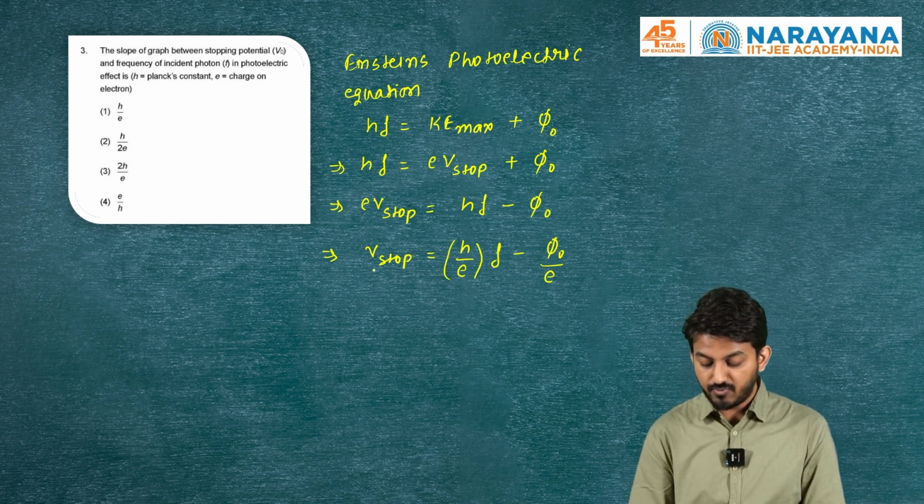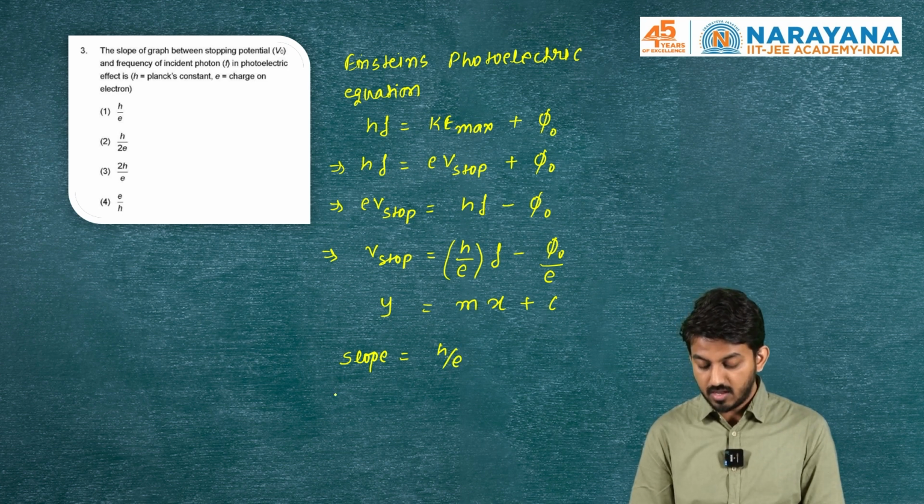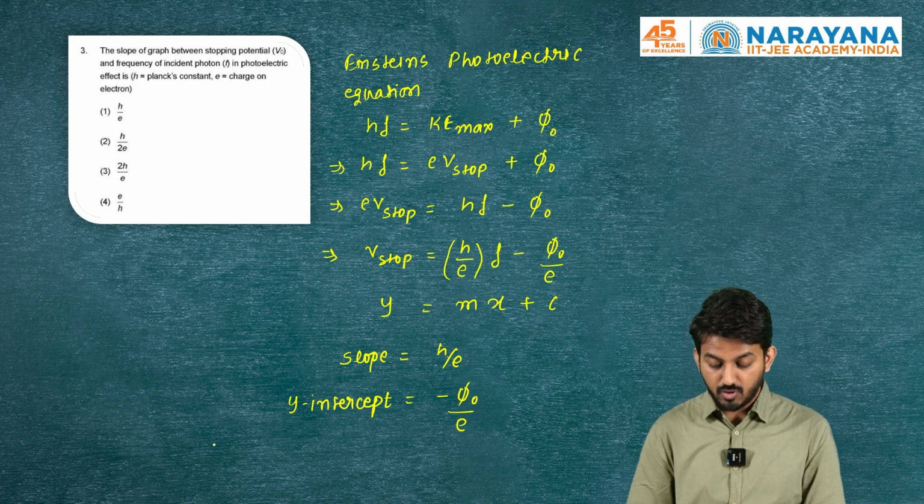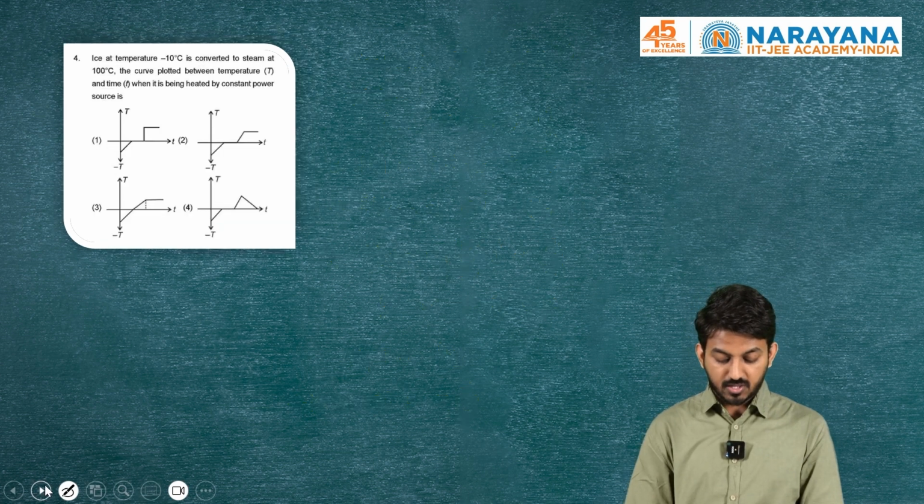If we look at this, we are trying to find out the graph. If you compare this equation with y is equal to mx plus c, you can see here the slope comes out to be h by e, and y-intercept comes out to be minus phi naught by e. Anyway, we are supposed to answer for slope, so our answer is going to be 1. Moving on to the next question.